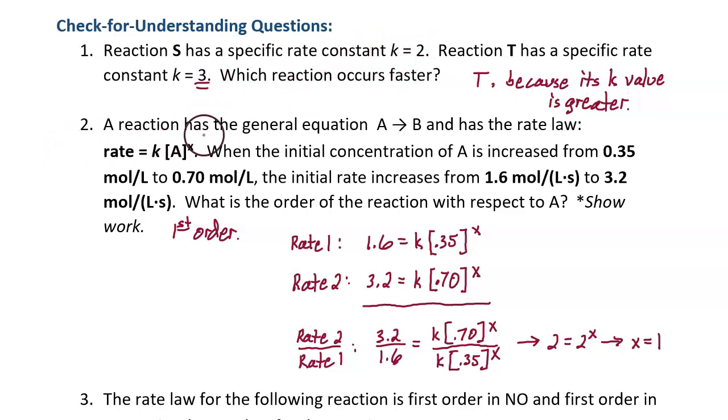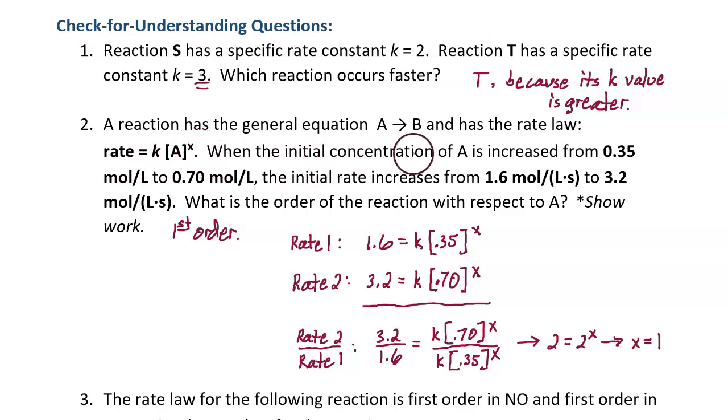Number 2, a reaction has the general equation A produces B, where A represents a single reactant, B represents a single product. This equation has the rate law, rate equals k times the concentration of A raised to the x power.